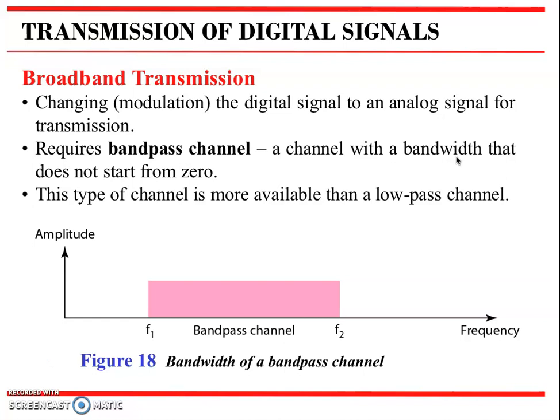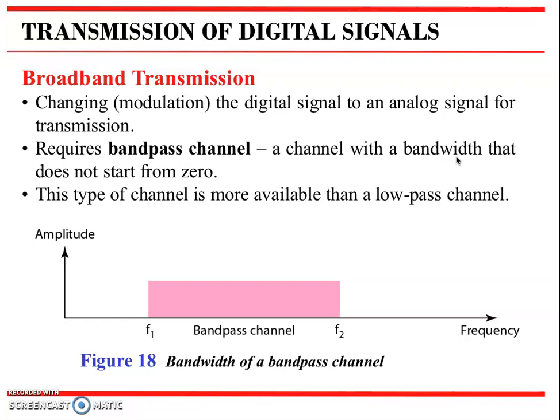Kita tak ubah pun. But if we want to use broadband transmission, we need to change the digital signal kepada analog signal sebelum kita hantar, or before we transmit the data from sender to the receiver. Okay. Baseband means that you kena ubah dulu. Ubah kat sini dia modulate, ada modulation. Okay. So, dia punya channel yang diperlukan to transmit this analog signal.